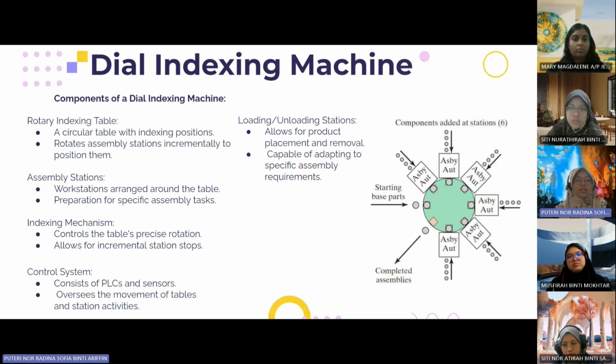Dial index machine components. Rotary indexing table: a circular table with indexing positions that rotates incrementally to position them. Assembly stations: workstations arranged around the table, prepared for specific assembly tasks. Indexing mechanism: controls the table position rotation, allowing incremental station stops. Control system: consists of PLC and sensors, oversees the movement of the table and station activities. Loading and unloading stations: allow for product placement and removal, capable of adapting to specific assembly requirements. This is the picture explaining the components added at a station for the dial indexing machine.